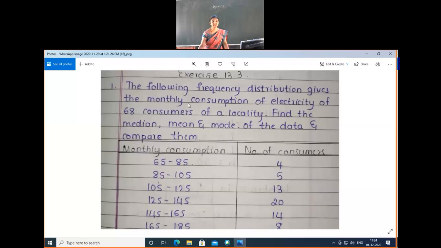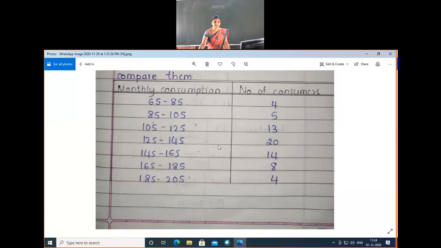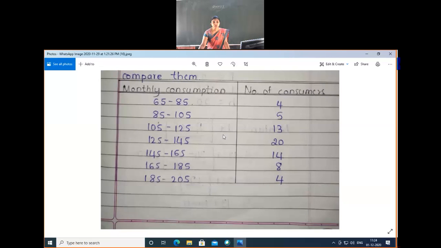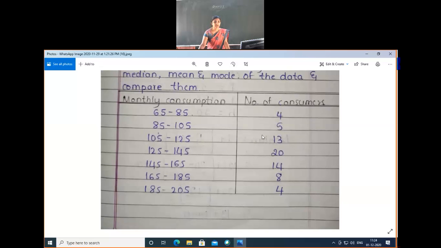So now we have to discuss this 13.3. The 13.3 exercise is related to the median topic. The following frequency distribution gives the monthly consumption of electricity of 68 consumers of a locality. Find the median, mean and mode of the data and compare them. So we have to find out the 3 measures of central tendency.